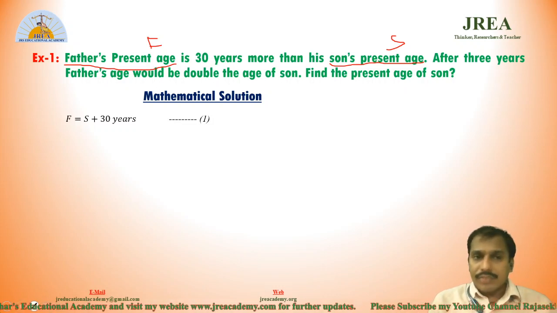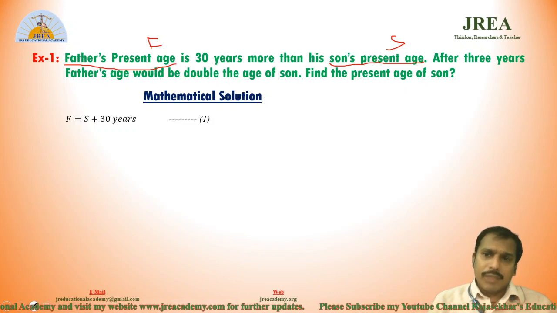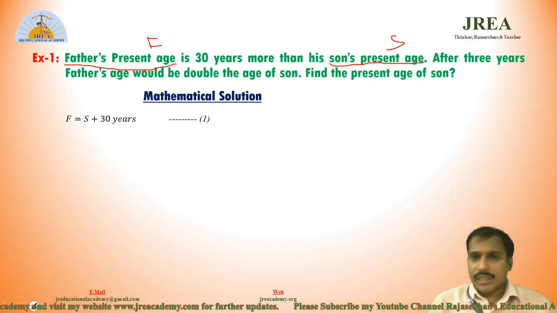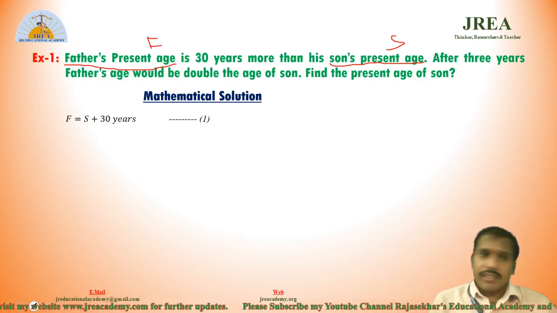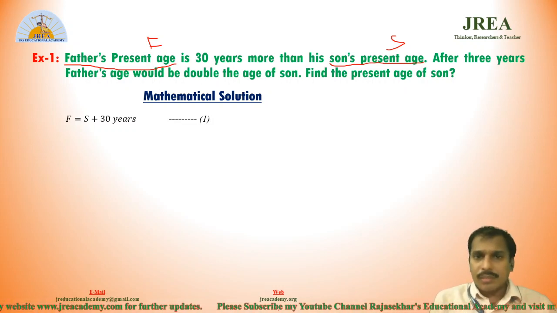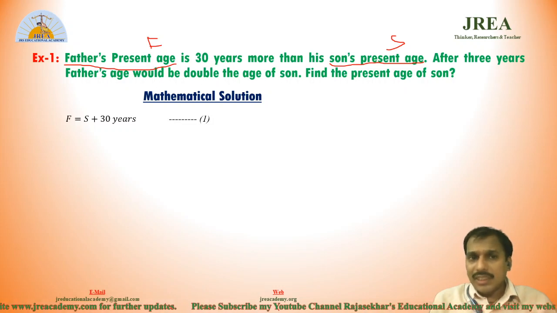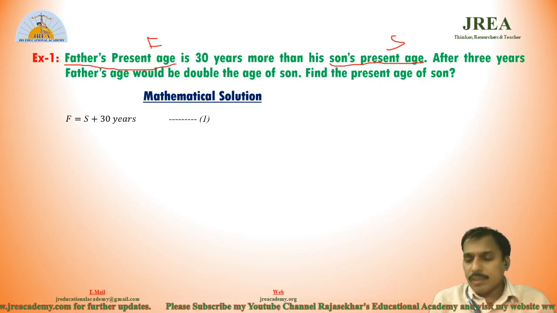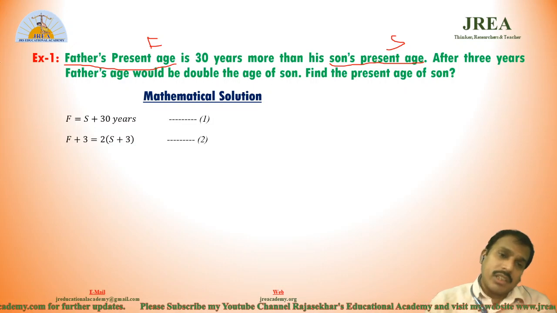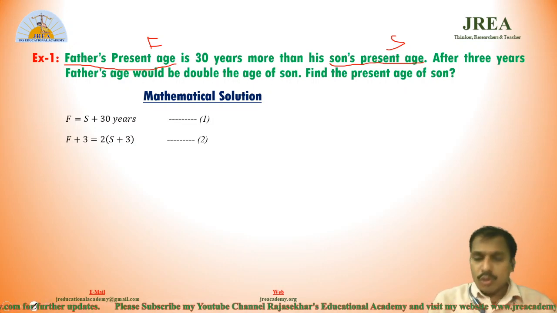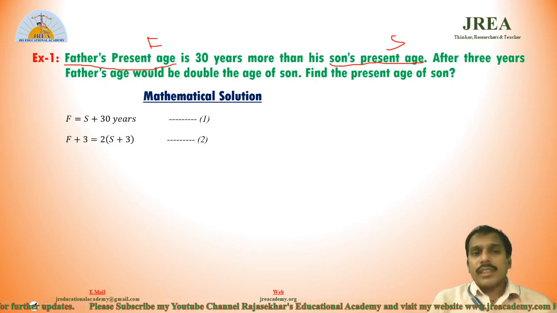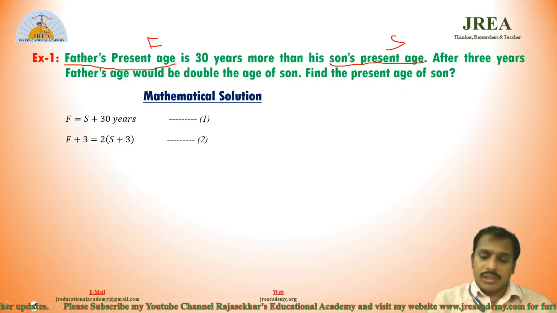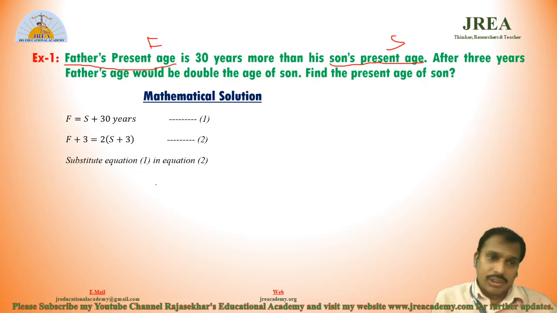After 3 years: now the present age of the father is F, so after 3 years it is F plus 3. Similarly, the son's age is S plus 3. Now the relation is given as double the age of the son. That means F plus 3 equals 2 times (S plus 3). This is equation number 2. If you solve these two, you will get the son's age as well as the father's age. Simply substitute equation 1 in equation 2.